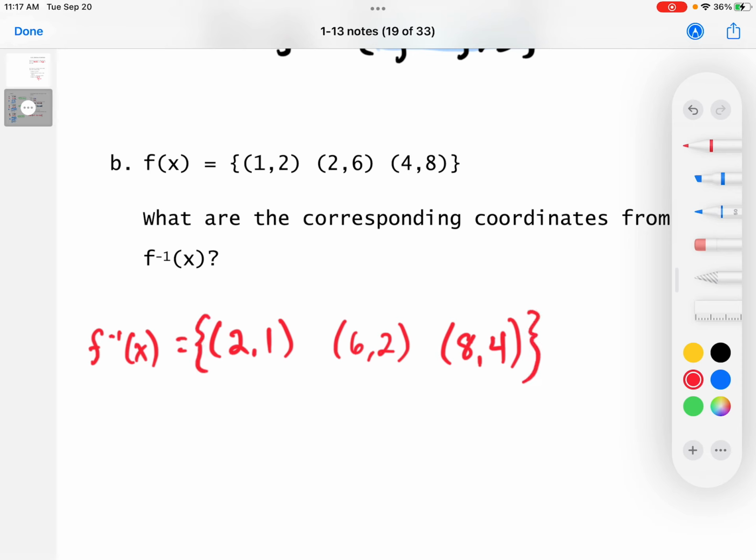There it is. All right, so that's inverses. This should do a lot of good on your homework today. And hopefully we'll get you ready for that test coming up real soon too.